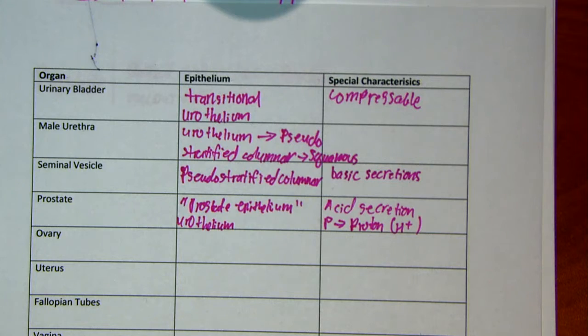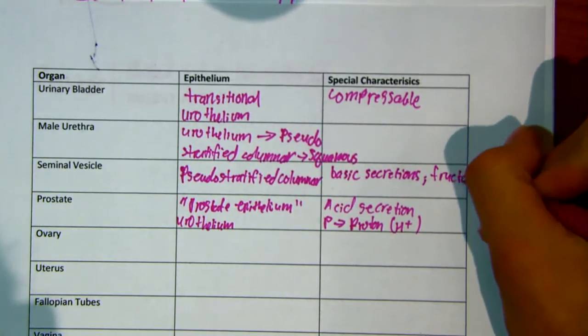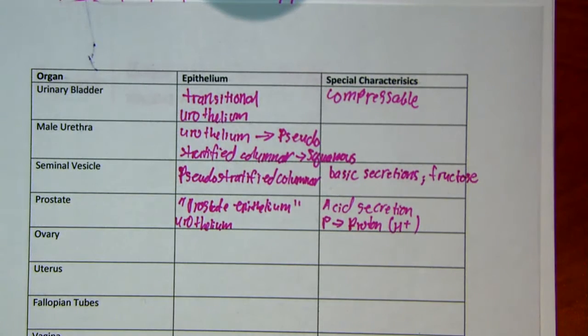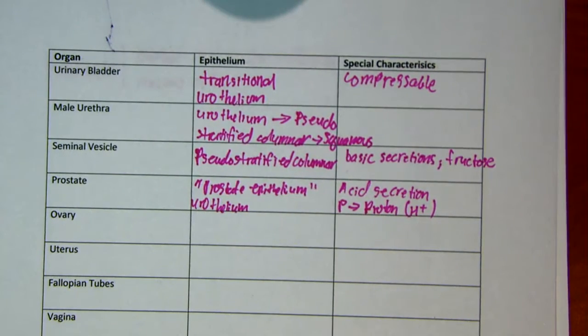Yeah, that's a really important thing. Here, we also have fructose. What's the purpose of fructose in these secretions? Yeah, they provide energy for the sperm. Prior to the secretions of the seminal vesicles entering with your ejaculatory fluid, sperm cells are non-motile. But we'll get to that later.